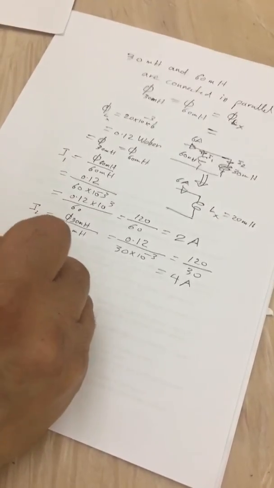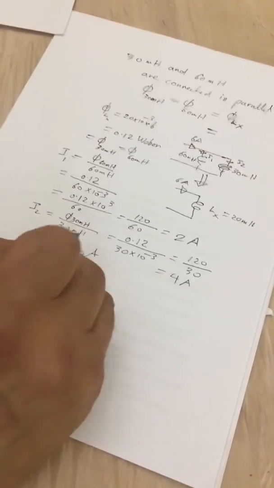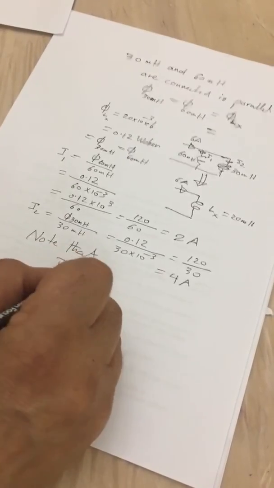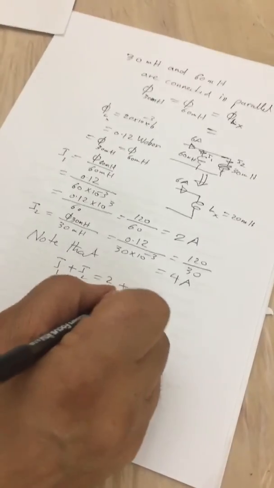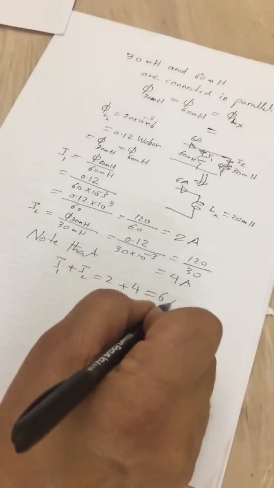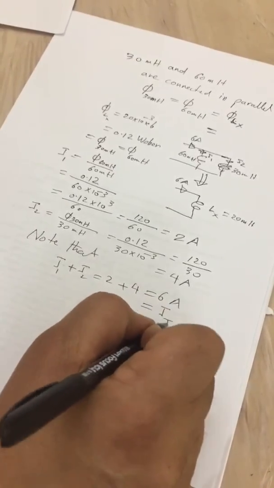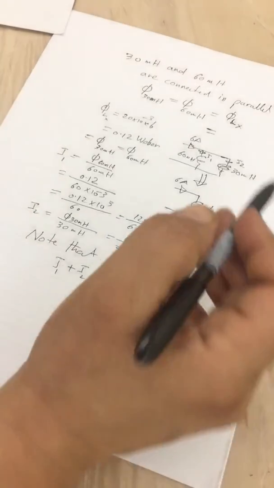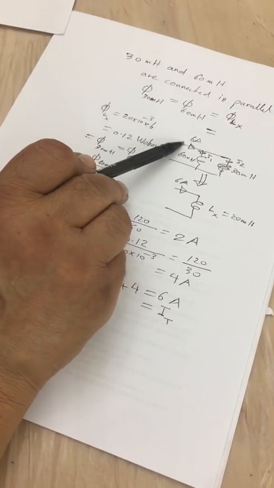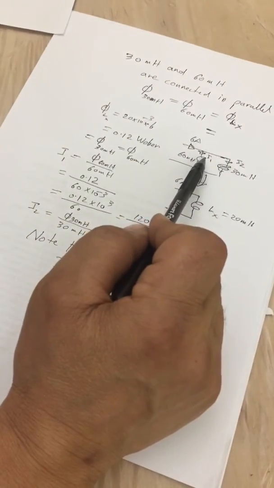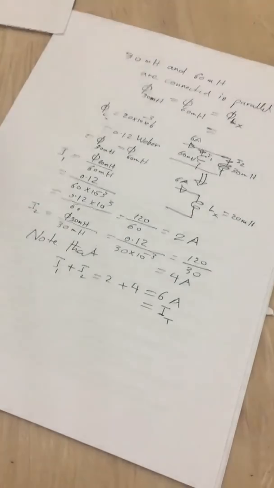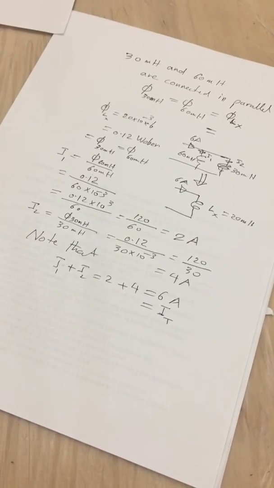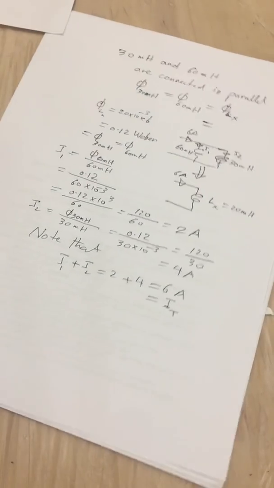Okay? Okay, note that I1 plus I2 is equal to 2 amps plus 4 equals 6 amps, equal I total. So what we have here, 6 amps will be distributed to I1 and I2. I1 is 2 amps and I2 is 4 amps. And you calculate them using the standard procedure, so you don't make mistakes.